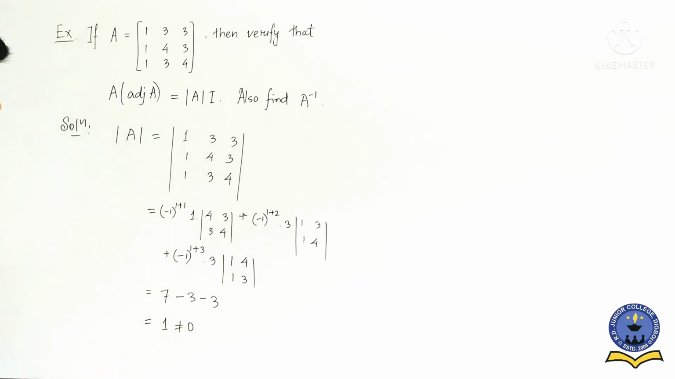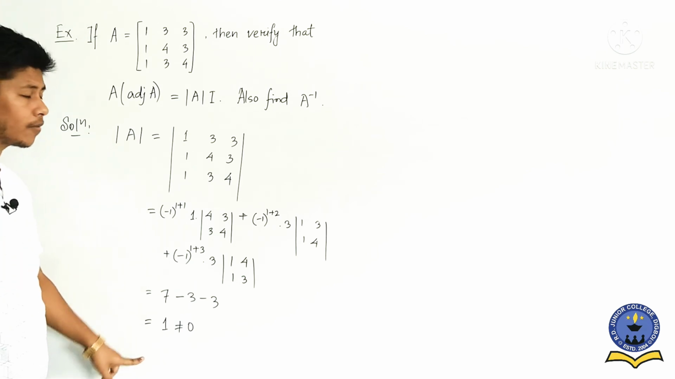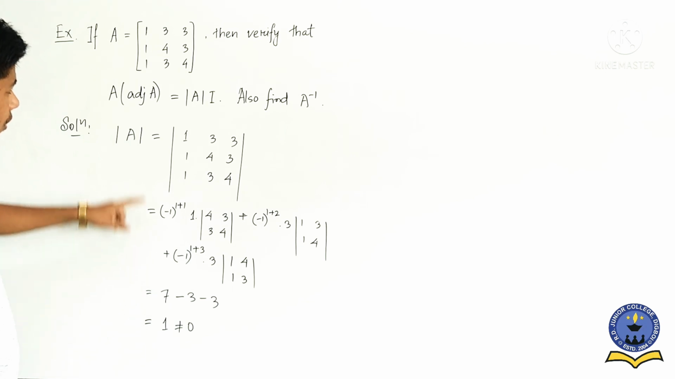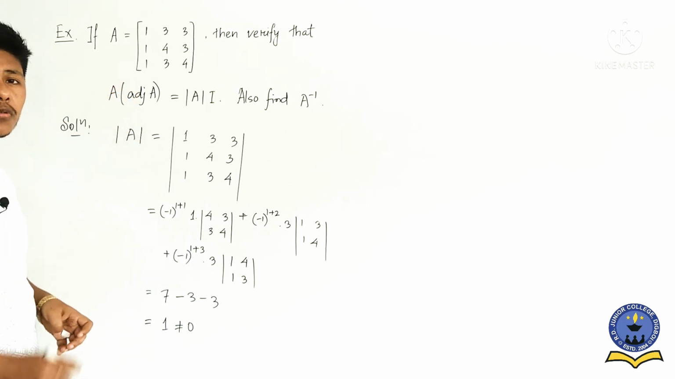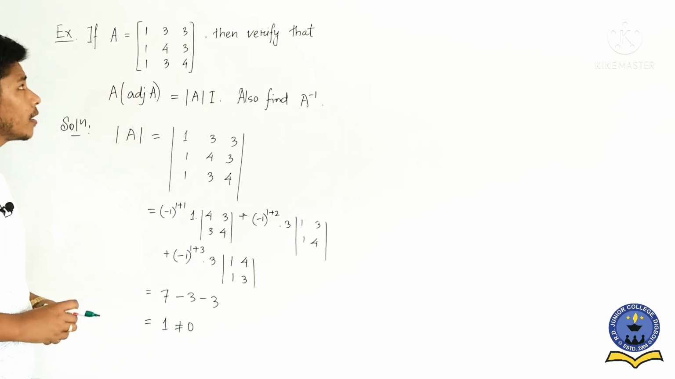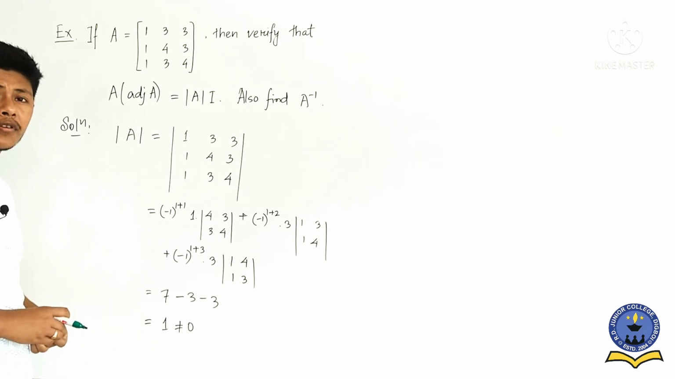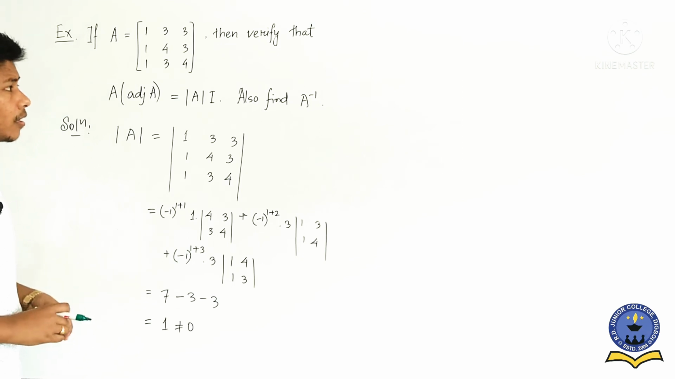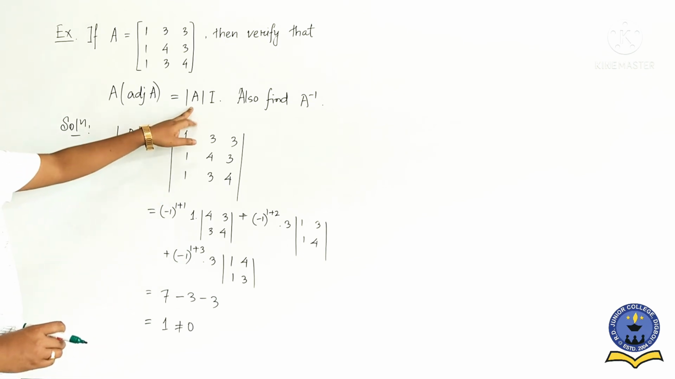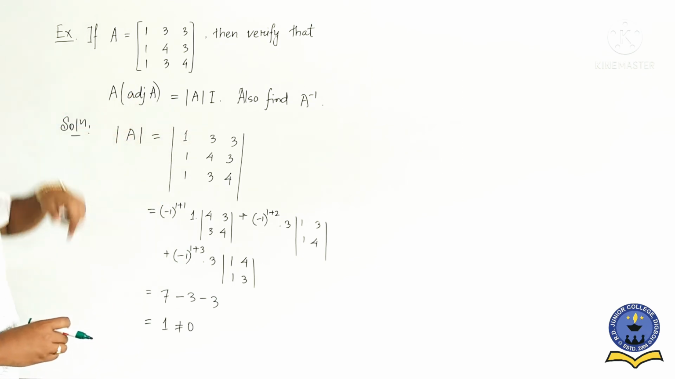So that means this result is not equal to 0. So determinant of A value is not equal to 0. If determinant of A is not equal to 0, then this square matrix is known as what? A non-singular matrix. Is it clear? Because the determinant of A value is not equal to 0. Clear? Now the next part here, after finding the determinant, next we have to find out the adjoint of A.